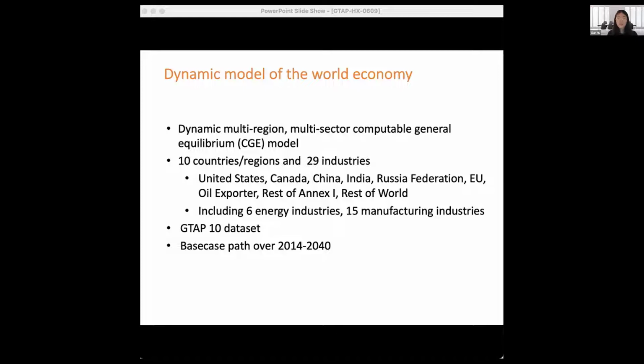So this leads us to aggregate to 10 world regions, which are the major exporters to the EU or exporters of fossil fuels. And we aggregate to 29 industries. 6 are energy related, like coal, oil, gas, and electricity, and 15 are manufacturing sectors. And our model is based on the latest GTAP 10 database over the 2020 to 2040 horizon.